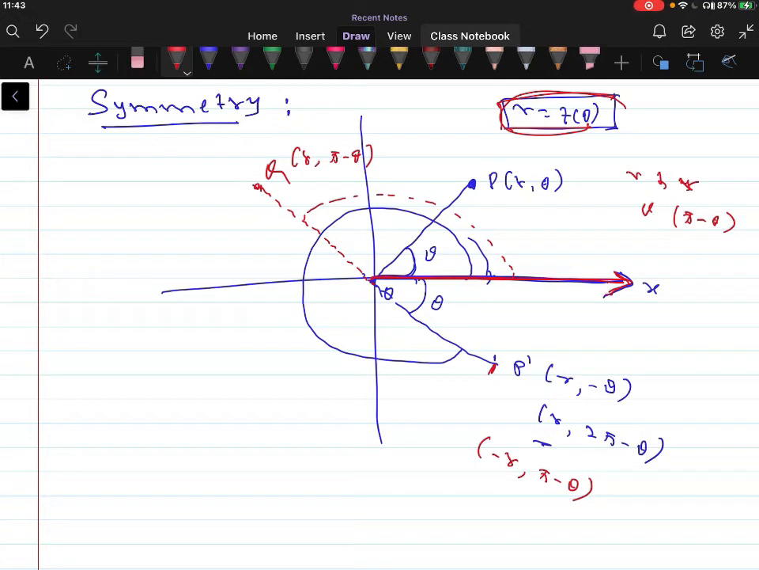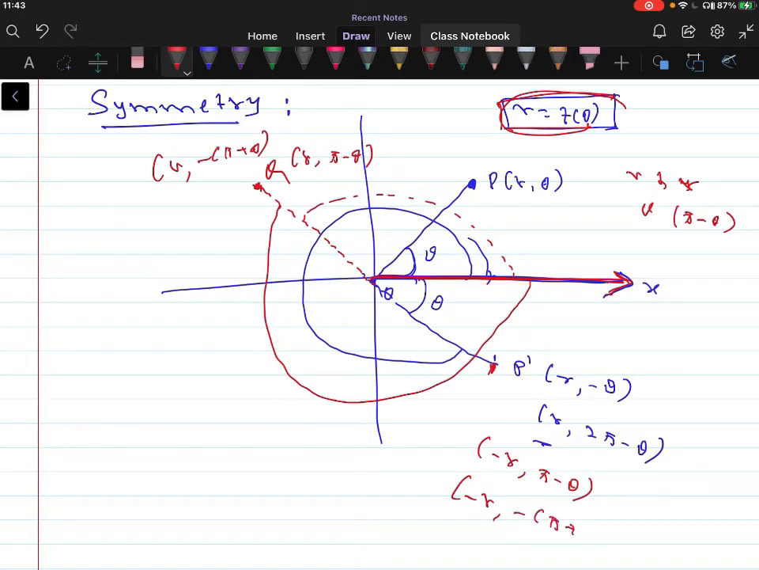Suppose the angle moves from the initial ray to the point Q in the clockwise direction, that forms the point r comma minus of pi plus theta. The same point, if you represent it in terms of P dash, can be written as minus r comma minus of pi plus theta. That can be written as minus r comma minus pi minus theta.